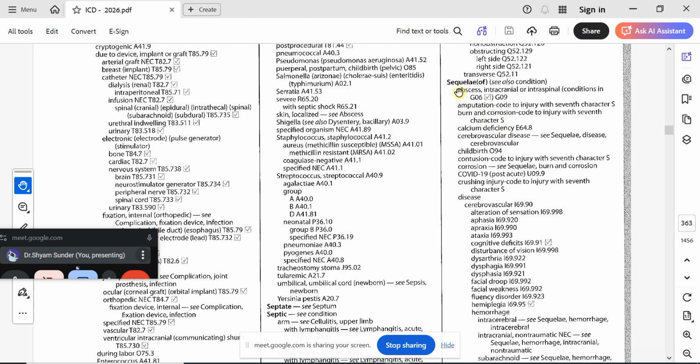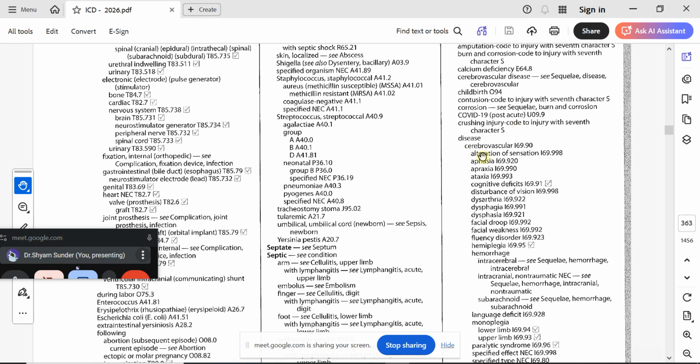So we have a sequela of many other diseases, not just COVID-19 sequela. Likewise, sequela of cerebrovascular disease. So dysphasia, I69.92. This is how you find it.